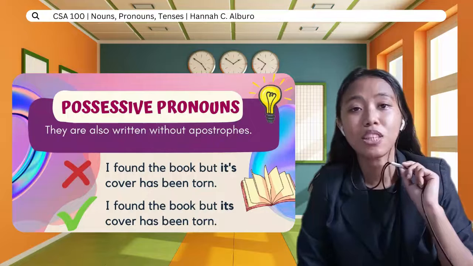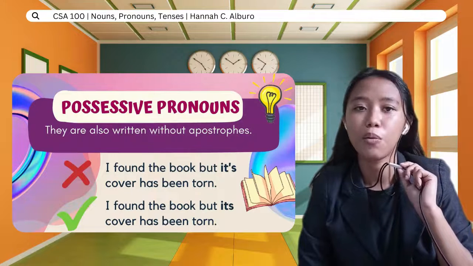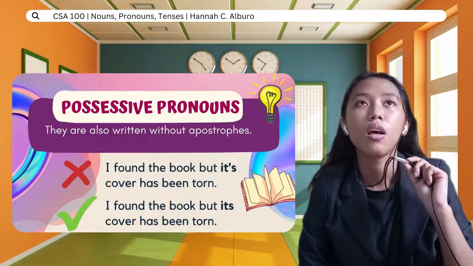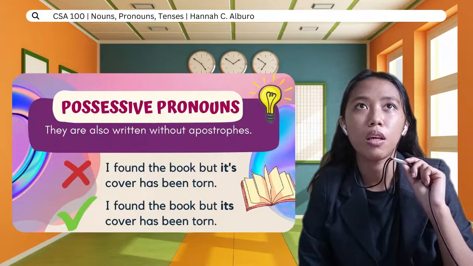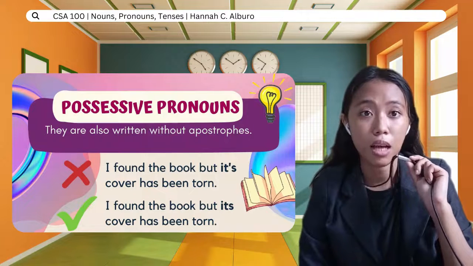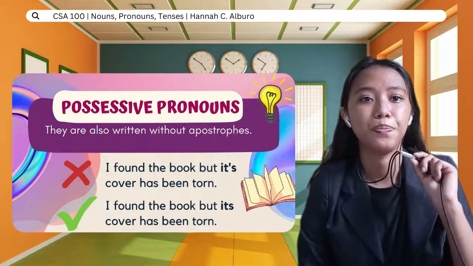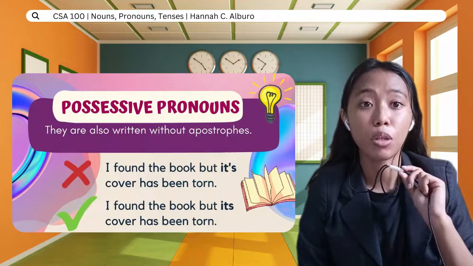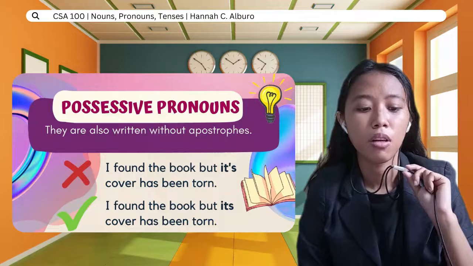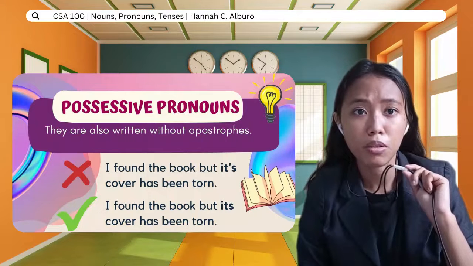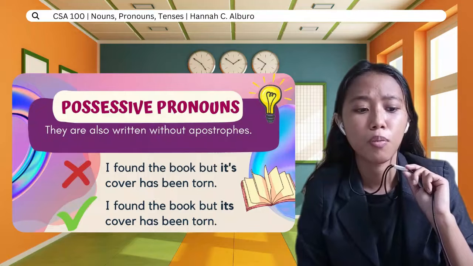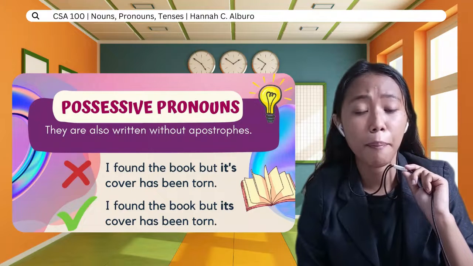Next, possessive pronouns are written without an apostrophe. So we should not confuse ourselves with the contractions, with the apostrophes. Let's take a look at the first sentence: "I found the book, but it's cover has been torn." It is wrong because the word "its" is used with an apostrophe.